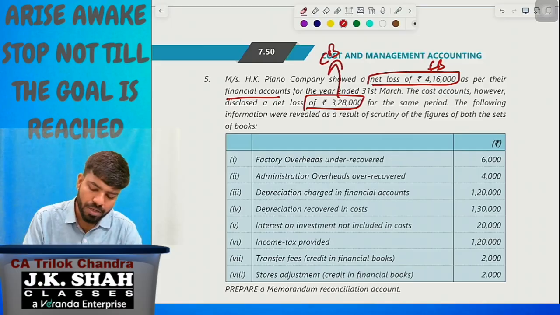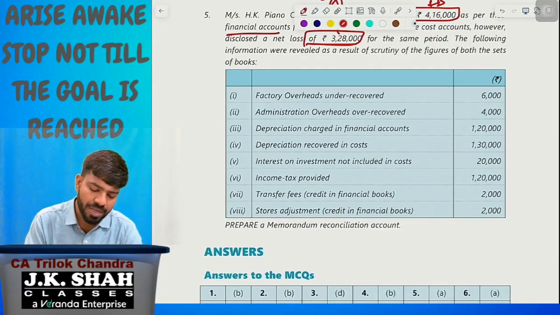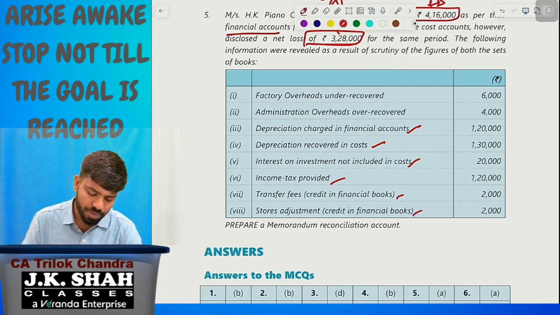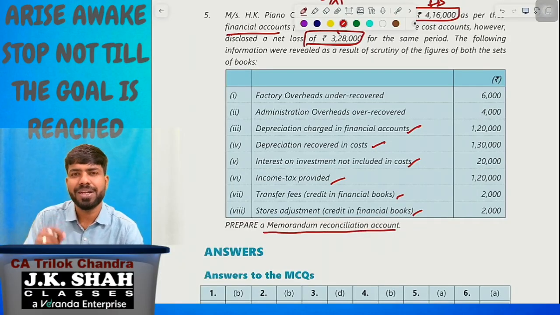Next. The following information was revealed as a result of scrutiny of the figures of both the sets of books. Okay, now what is the information given? Factory overheads under recovered 6,000. Administration overheads over recovered 4,000. Depreciation as per financial books, as per cost books. Interest on investment not included in cost. Income tax provided. Transfer fee credit in financial books. Stores adjustment credit in financial books. Prepare memorandum reconciliation account.